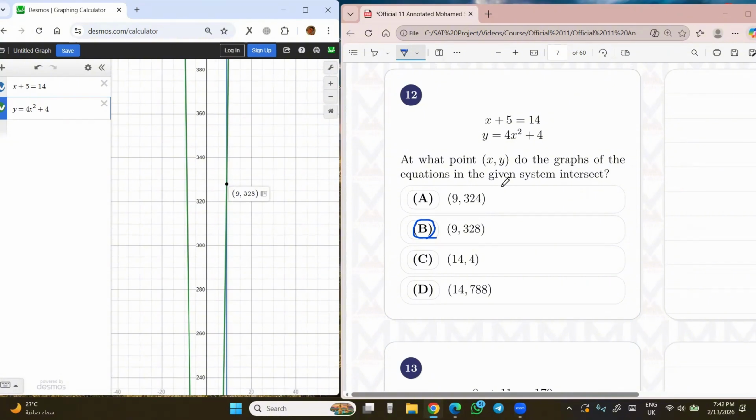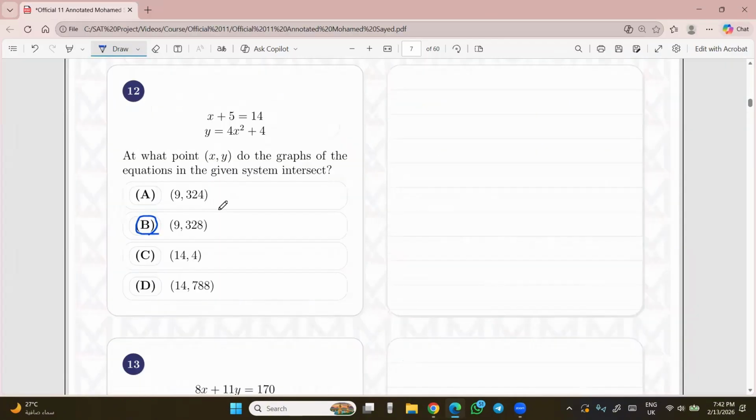Also, you can use the manual method to solve this question by using substitution. I mean, you can move this 5 to the other side, and you get x is equal to 14 minus 5 is equal to 9, and then replace this x by 9. This is called the substitution method. Y is equal to 4 into 9 squared plus 4.